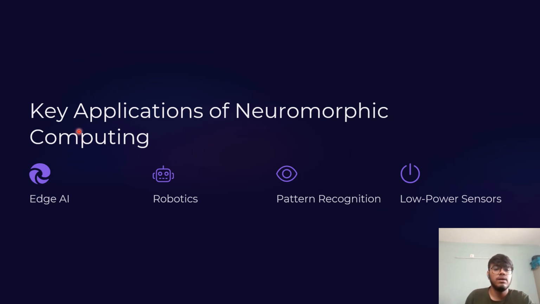Key applications of neuromorphic computing. For example, in AI and robotics, where low power is critical, it helps real-time decision making. It is also used in pattern recognition, like face or speech detection, and in smart sensors for healthcare and industrial systems. All of those benefit from neuromorphic systems being energy efficient and fast learning.